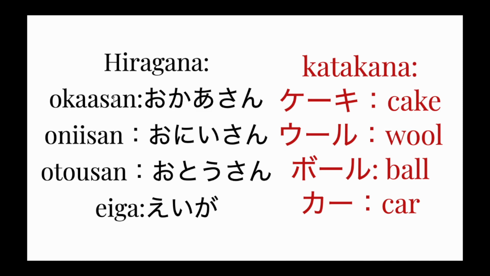So, for example, in hiragana, okaasan, not okasan, okaasan, oniisan, otousan, eiga. So okaasan means mother, oniisan means older brother, otousan means father, eiga means movie. The same thing with katakana: keeki, suuru, booru, kaa.